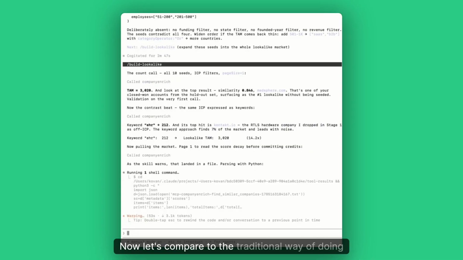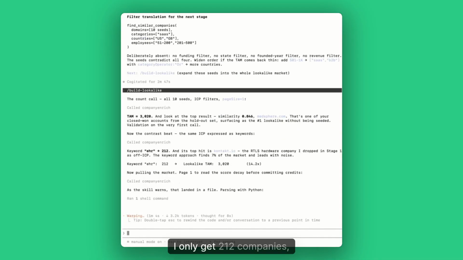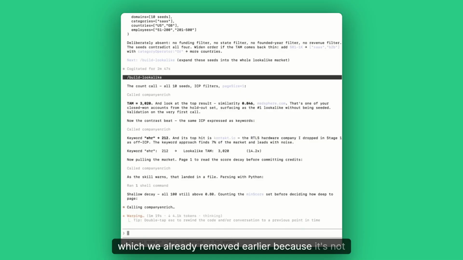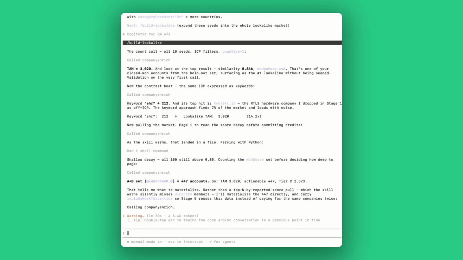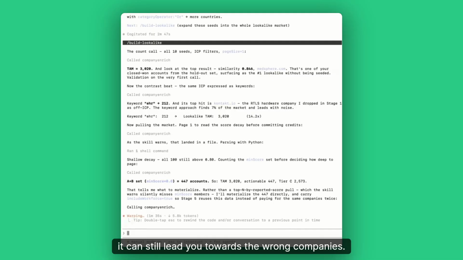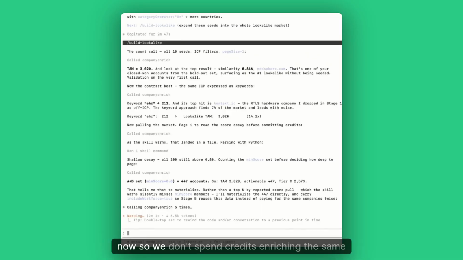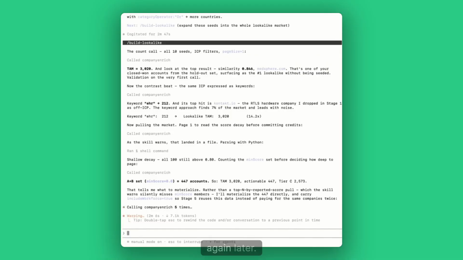Now let's compare to the traditional way of doing this. If I search for EHR as a keyword, I only get 212 companies, about 7% of the market. And the top result is contact, which we already removed earlier because it's not actually a good fit. So keyword search not only misses most of the market, it can still lead you towards wrong companies. From here, I'll filter the companies with 0.80 plus similarity, which leaves us with 447 high confidence accounts. We'll also pull workforce data now so we don't spend credits enriching the same companies again later.